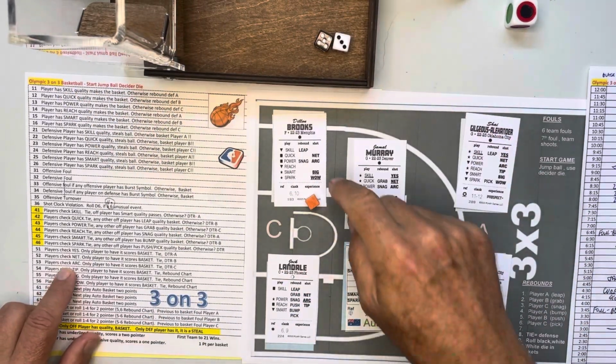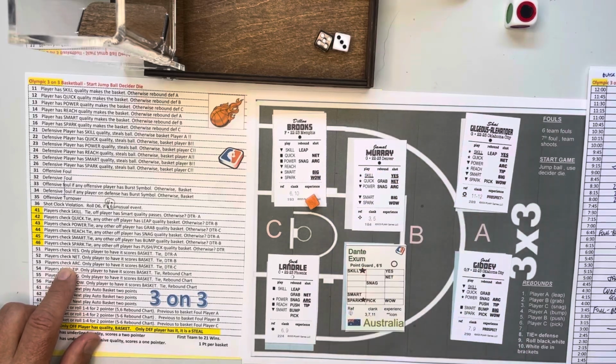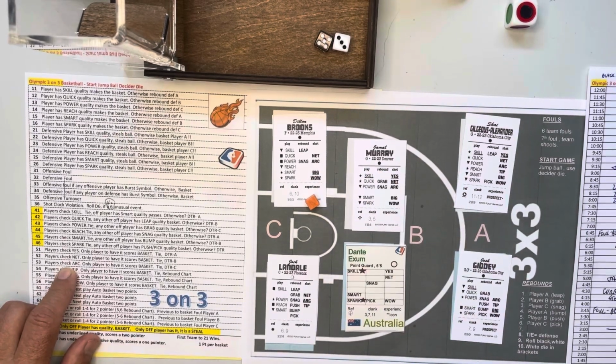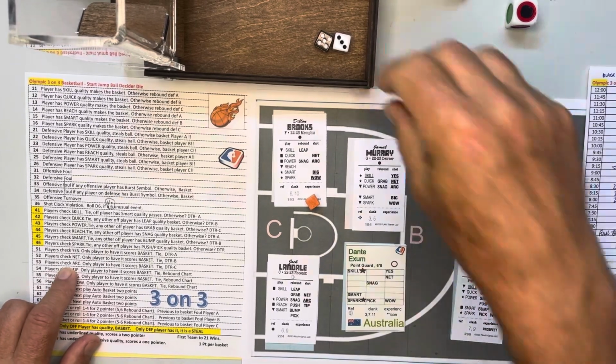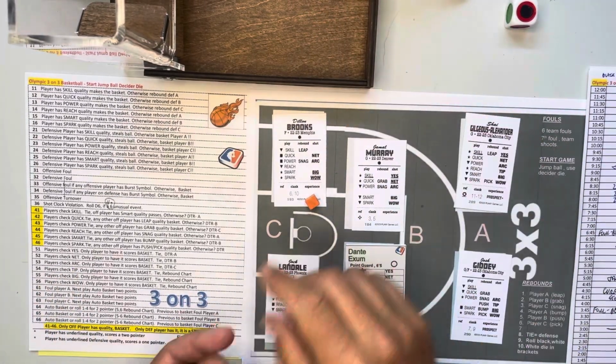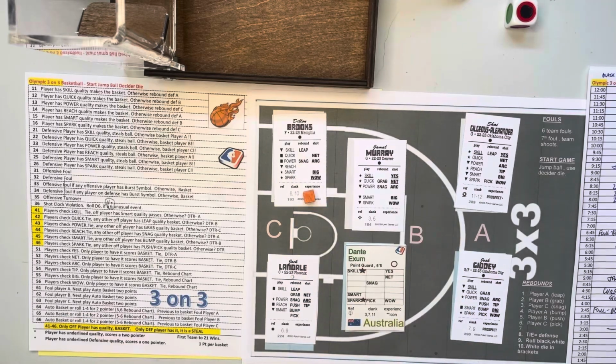53, players check for arc again, Brooks, and we just saw it. Landale's going to make a steal off of Brooks. He's going to pull up, and he's going to drop the 2-pointer, and we have a 5, so it's going back to Brooks. It is now 9-7 Australia.